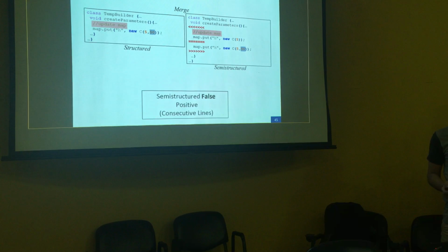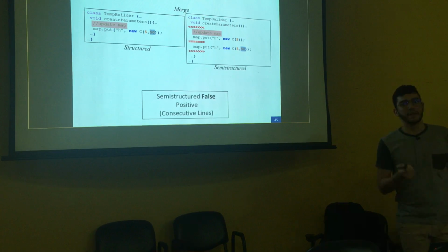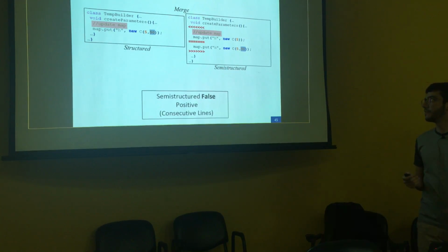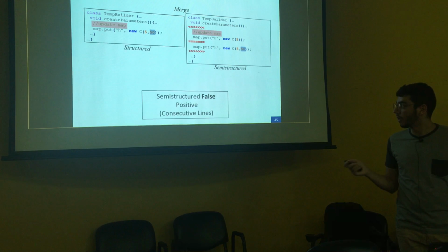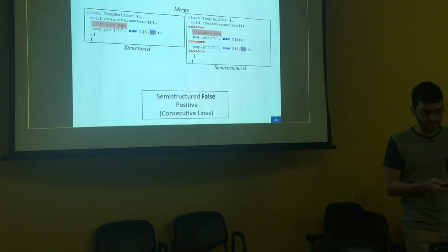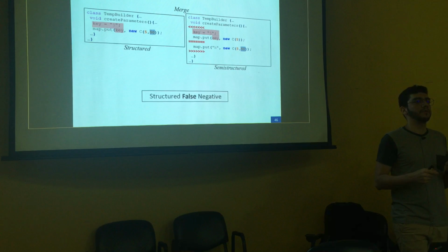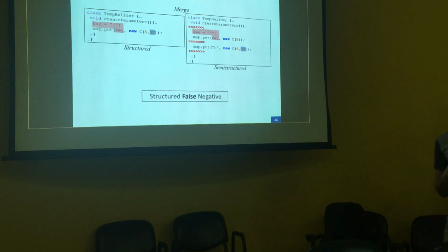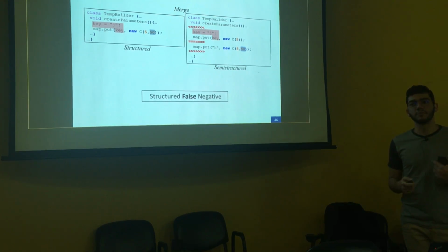Even if the first developer had simply added a single comment before the method call, semi-structure merge would still report a conflict because the invoked unstructured merge reports a conflict whenever it cannot find a line that separates developers' changes. And as before, structured merge is able to resolve that conflict. We call these consecutive lines conflicts. So the previous examples are semi-structured merge false positives, so the users perhaps would prefer to adopt structured merge instead.